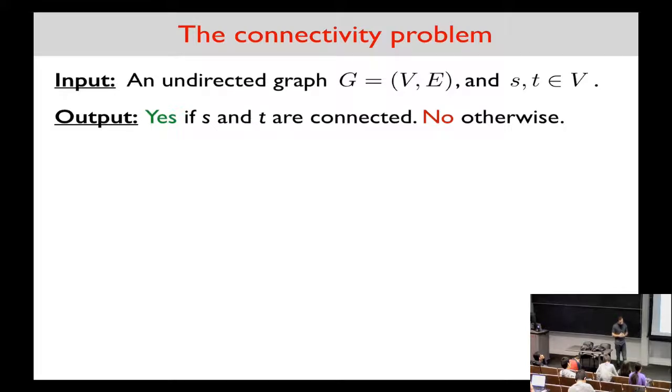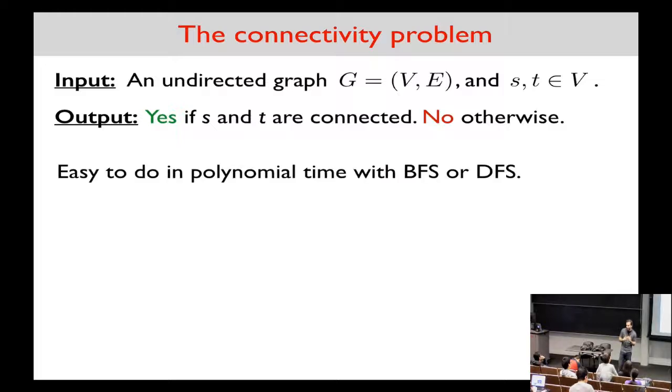Now, can we do this in polynomial time? Yes, so what can we do? Search. What's your favorite search? AFS, BFS, CFS, DFS? Yeah, you can do BFS or DFS. You pick your favorite search algorithm. That's going to run in polynomial time and do the job.